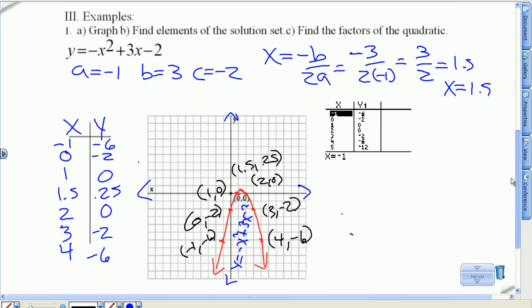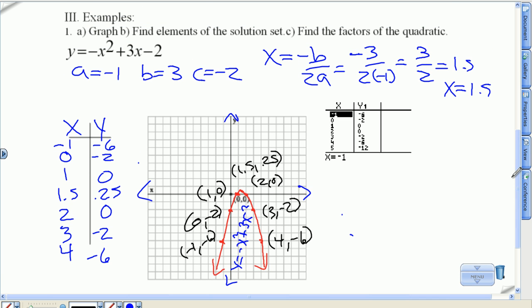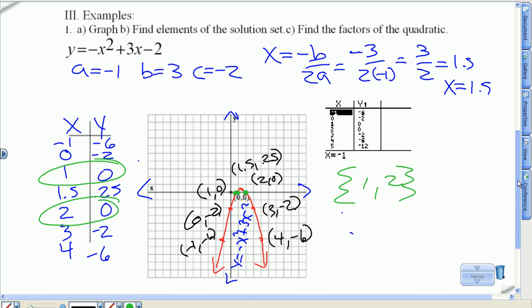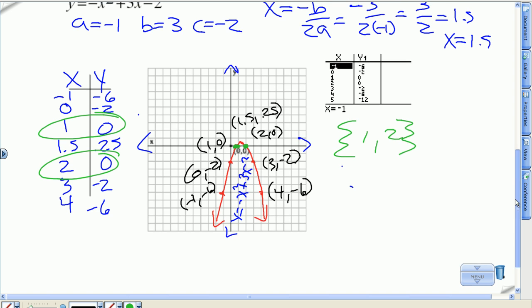So, roots, says B, find elements of the solution set. Well, once again, there's two places you can find it. You can take a look at where y is equal to 0 in your table of values. You can take a look at the 2 points where the equation crosses the x-axis, and that is when x is 1 and 2. Done. Part C, however, wants us to factor the quadratic.